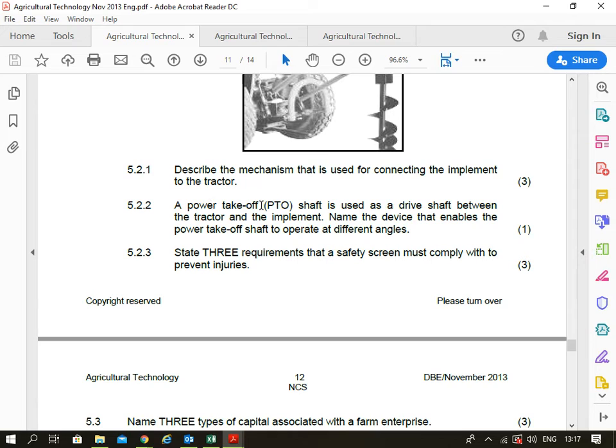The power takeoff or the PTO shaft is used as a drive shaft between the tractor and the implement. Name the device that enables the power takeoff shaft or the PTO shaft to operate at different angles.